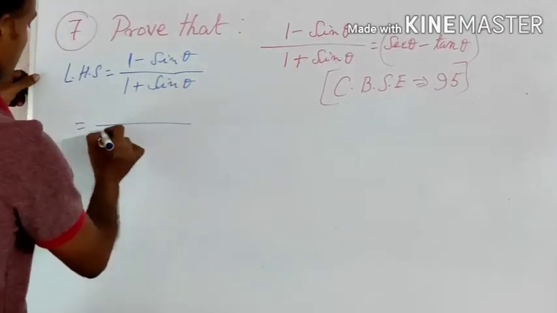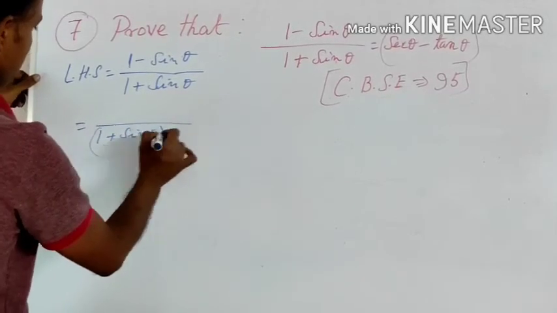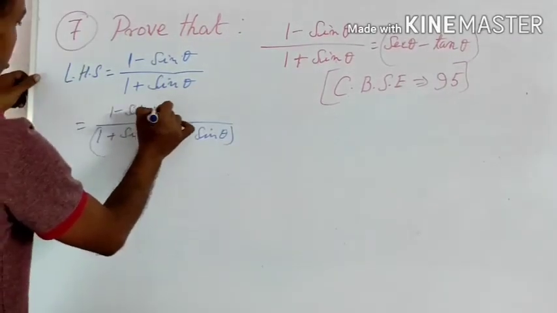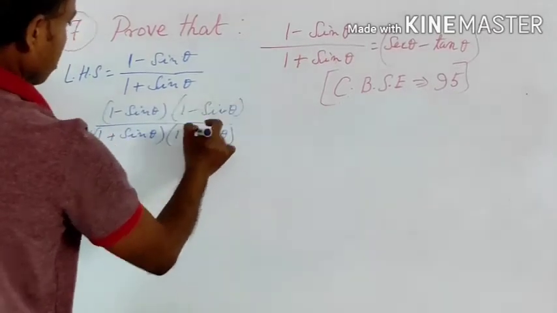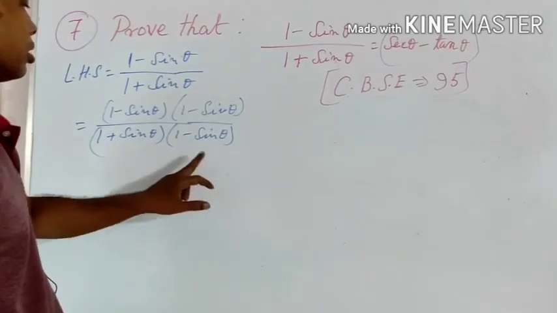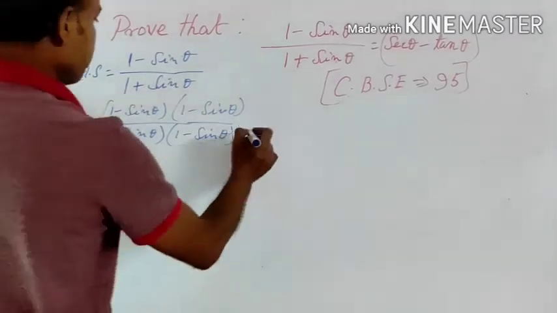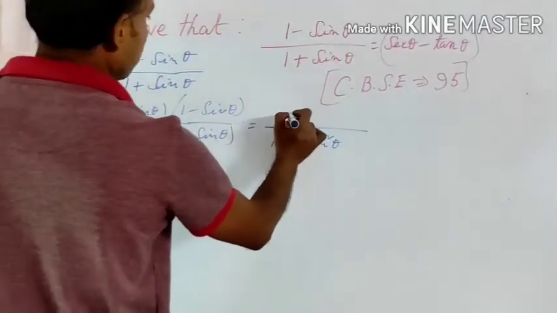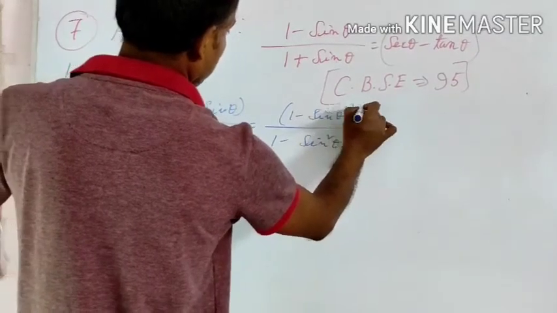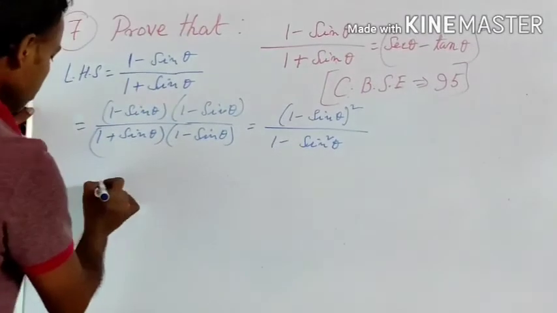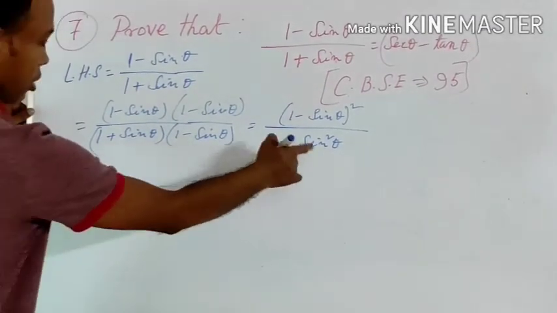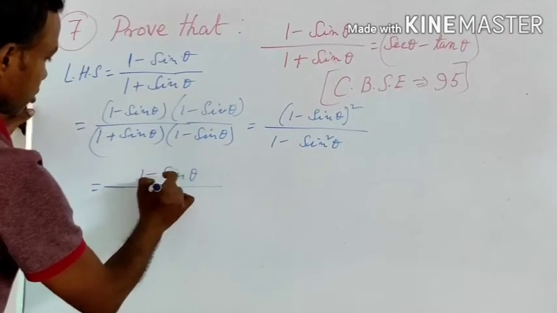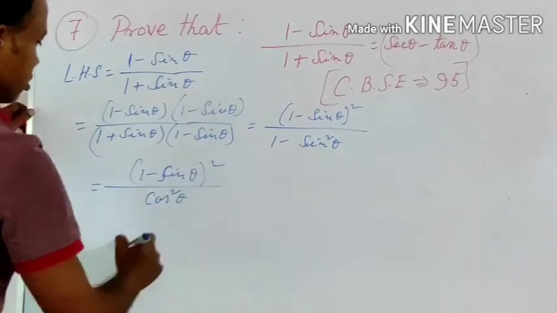So just rationalizing it, that is 1 plus sin theta into 1 minus sin theta, and this is 1 minus sin theta into 1 minus sin theta, multiplying numerator and denominator by 1 minus sin theta. 1 minus sin theta times 1 plus sin theta is equal to 1 minus sin square theta, and 1 minus sin theta whole square.